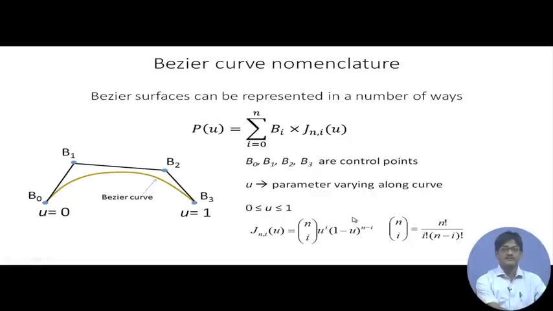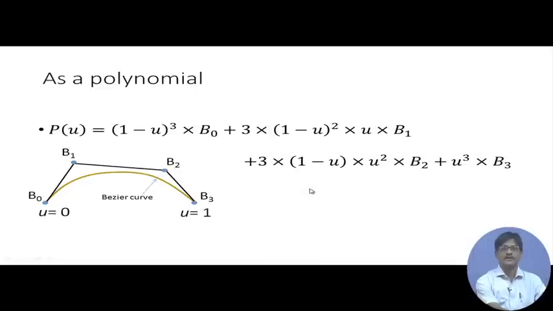Well, Bezier curves and surfaces can be represented in different ways. This is the summation form, this is the polynomial form. That means, after working out all those Bernstein polynomial expressions, it can also be represented this way. If you remember u to the power i into (1 minus u) to the power n minus i, etc., those things are appearing here, (1 minus u) to the power 3 and (1 minus u) to the power 2 into u, like that. So, this is the polynomial form.